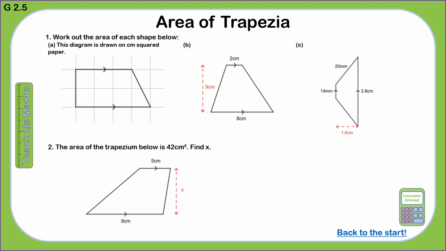G 2.5 Area of Trapezia. The area of a shape is the total space taken up by the two-dimensional shape.